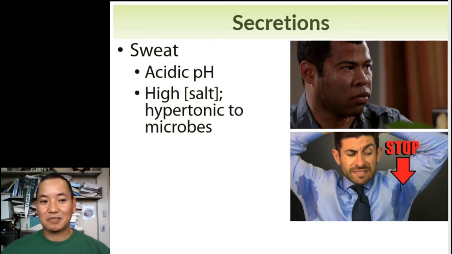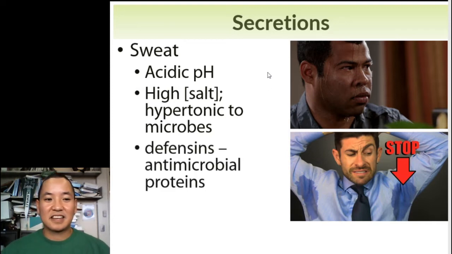It's hypertonic to microbes. Hypertonic is related to osmolarity. If you need a little review, hypertonic means that the solute concentration, for example the salt concentration, is higher than the inside of a cell. So if you have more salt on the outside of a cell, what happens to the water inside the cell? Remember, water in osmosis goes to the area of higher solute concentration. So a high salt concentration is going to suck all the water out of the microbes. That helps to kill or at least impede the growth of microbes as well.